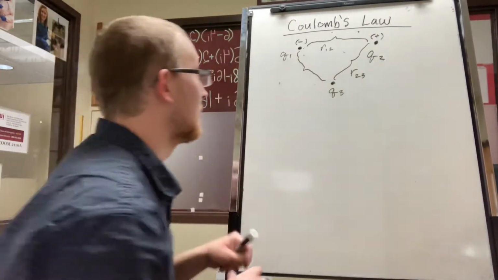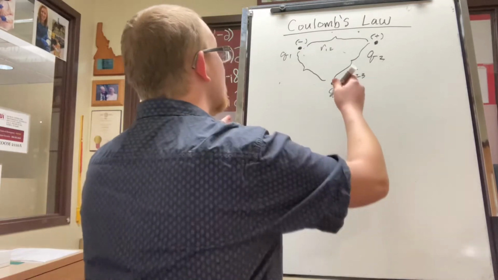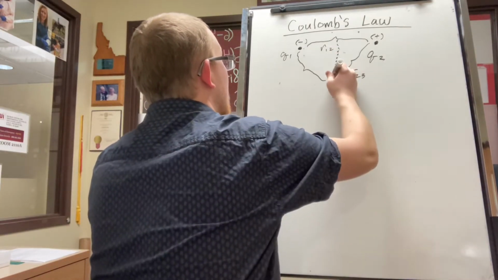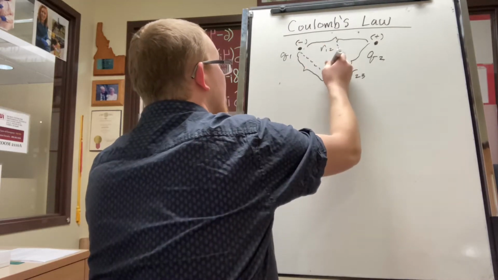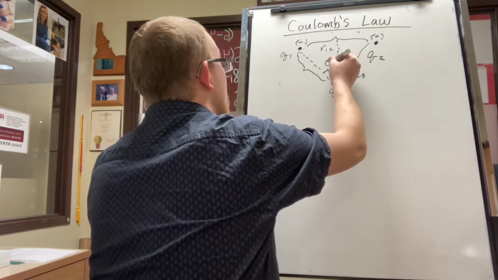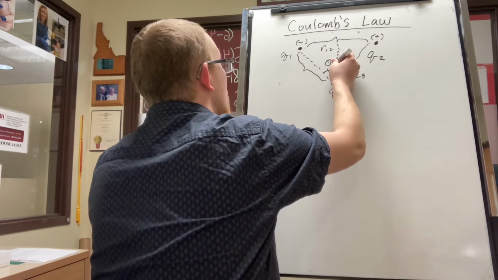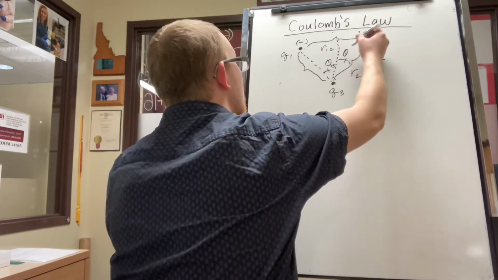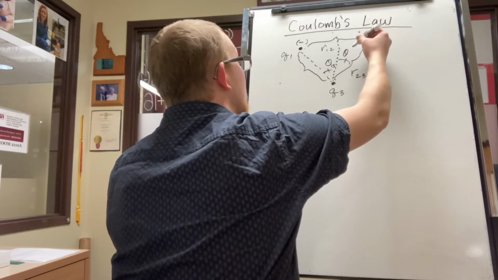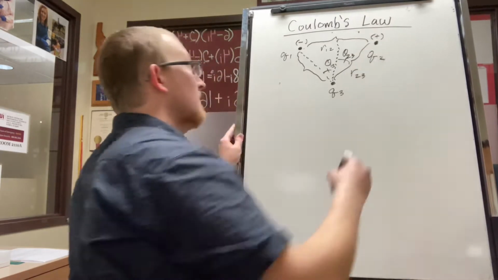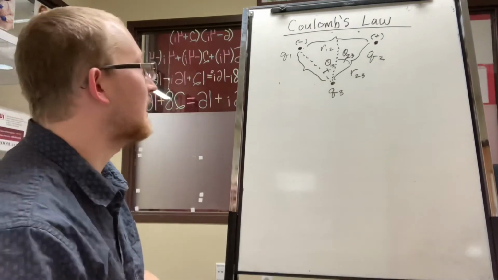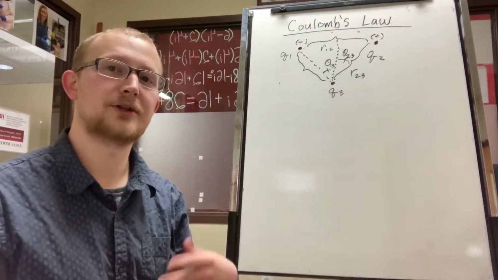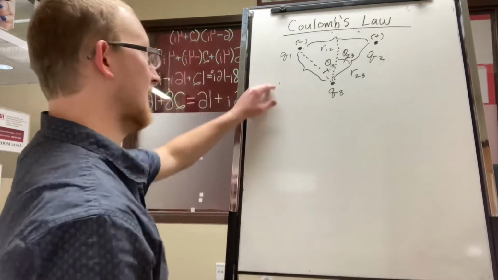Back to our three charges. Let's say that we know a couple of angles. We'll call this theta 1,3, and we'll call this angle theta 2,3. The reason I'm making this unnecessarily complicated is because I want to show you what a problem of superposition looks like when you have multiple angles.